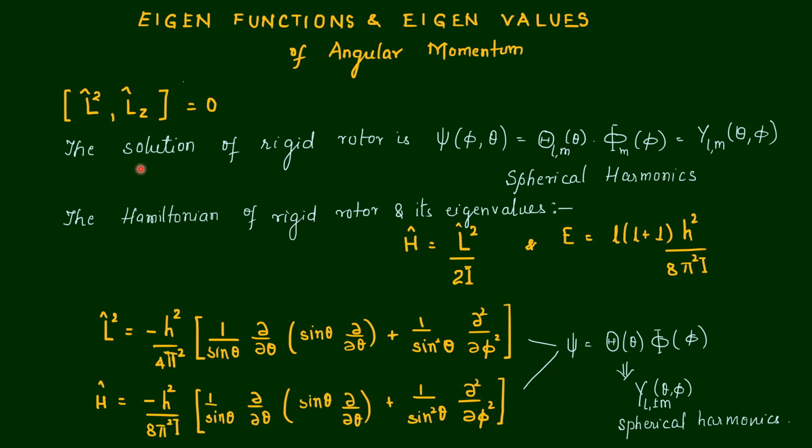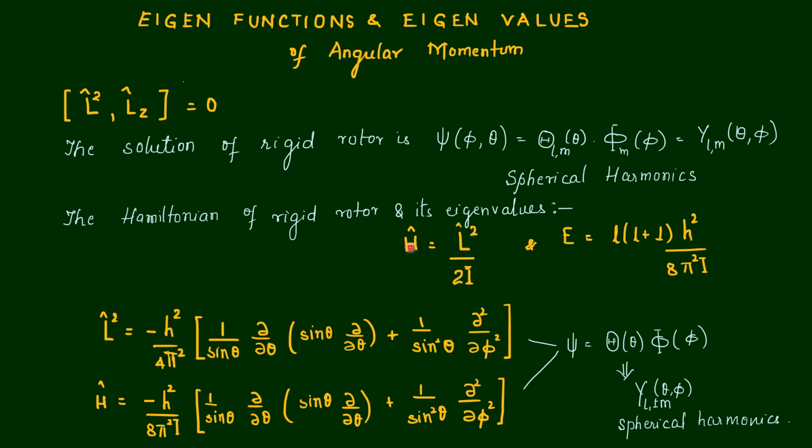For that we will revert back to the solution of the rigid rotor, which is also a function of theta and phi and is given by the product of the theta and phi functions, which together are known as spherical harmonics and are represented by Y_Lm(theta, phi), where theta and phi are the variables and L and m are the quantum numbers. The Hamiltonian of the rigid rotor is given by H is equal to L square operator divided by 2I.